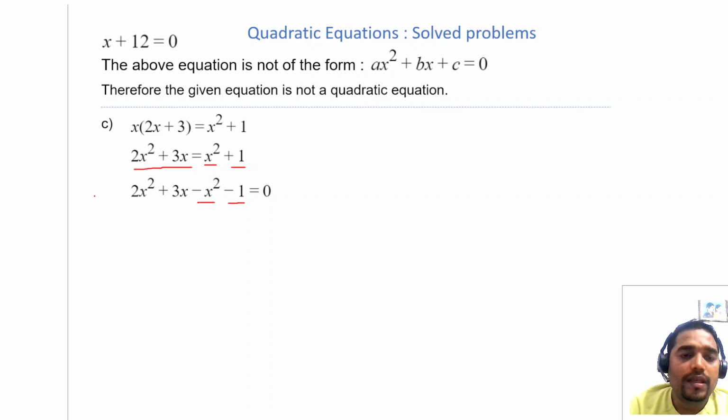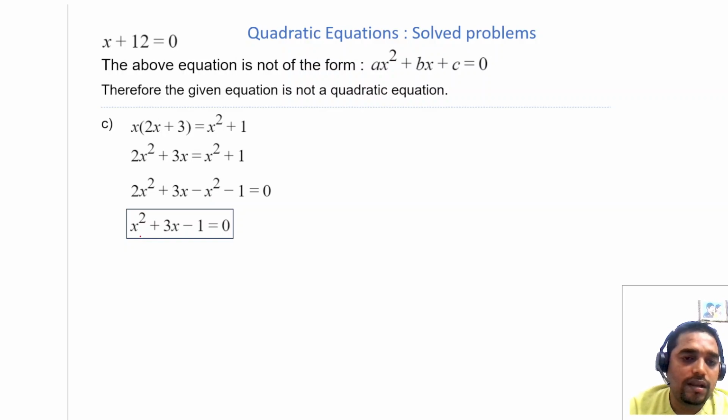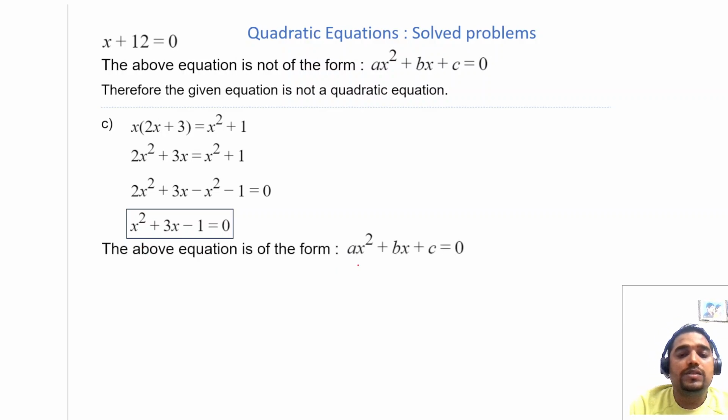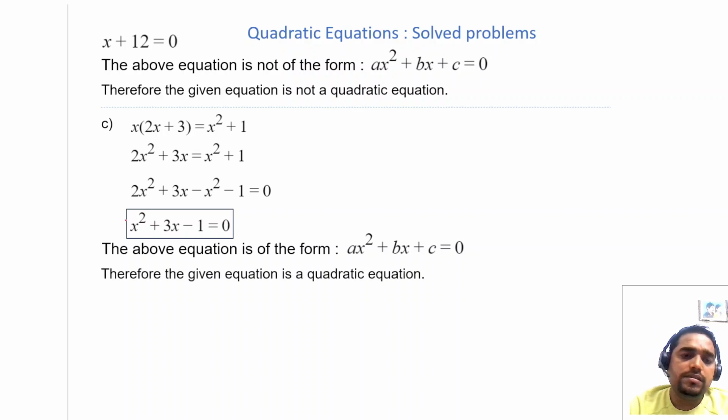Now we have like terms here, the x square term and x square term. Let us simplify the like terms, that is 2x square minus x square is x square, plus 3x as it is, minus 1. Now we see that this particular equation we have got is in the standard form, that is ax square plus bx plus c. That is why we can call this a quadratic equation. Since this equation has the highest exponent of x as 2, this is a quadratic equation. Now let us see the fourth problem.